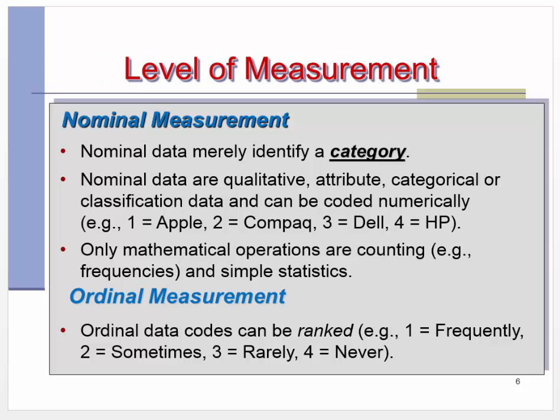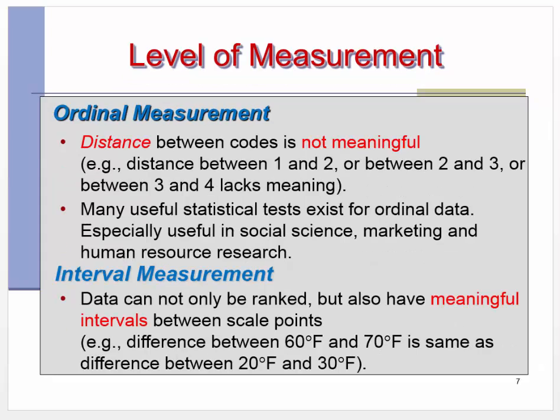Again, nominal measurement identifies categories, such as using 1 to code Apple computer, 2 for Compaq computer, 3 for Dell, and 4 for HP, etc. Ordinal measurement data coded can be ranked, such as 1 being frequently, 2 as sometimes, 3 as rarely, and 4 as never in measuring a person's usage frequency. In ordinal measurement, distance is not meaningful. Many useful statistical tests exist for ordinal data.